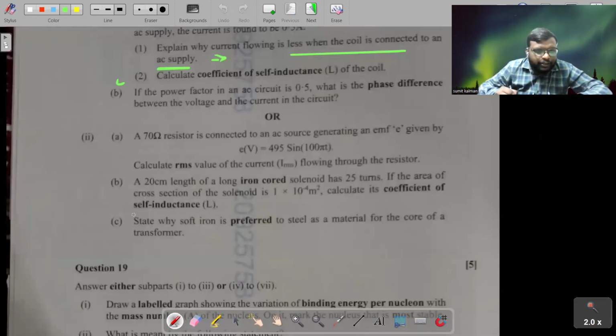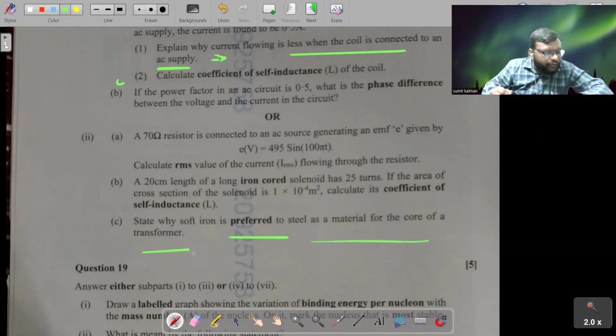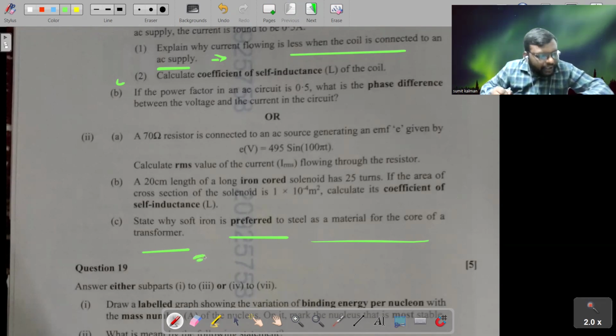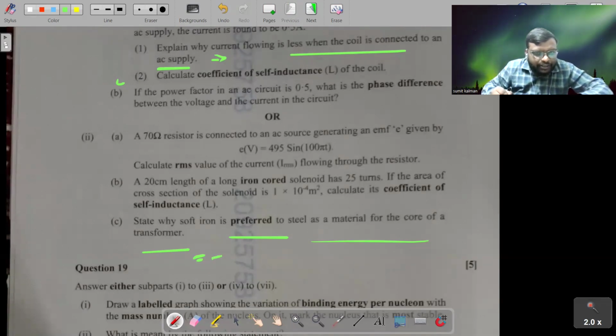In the next part, they are asking, explain why soft iron is preferred to steel as a material for the core of a transformer. So students, soft iron is preferred to steel as a material for the core of a transformer because it has high permeability, means strong magnetic field, and low hysteresis loss, means less energy loss, and it can be easily magnetized and demagnetized. That's why for this reason, soft iron is preferred to steel as a material for the core of a transformer.